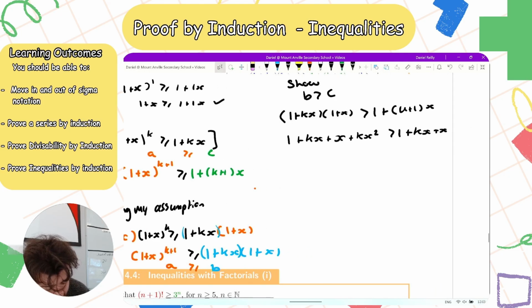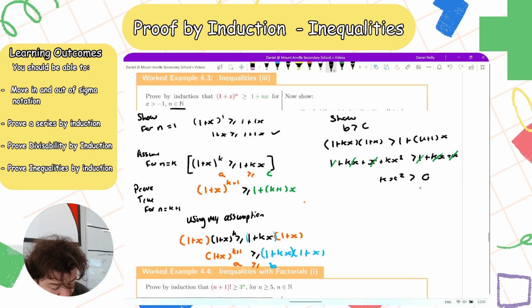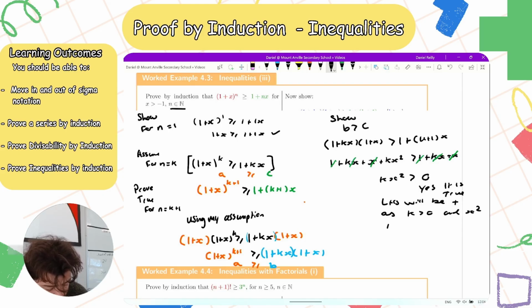Well, I'm just looking here. That will cancel here, that will cancel here, that will cancel here. So I have here kx^2 is greater than 0, and is that true? Yes, it is true, as x is squared, so it'll be positive, and then multiplied by a positive number. So the left-hand side will be positive, as k is greater than 0 and x squared is a squared term.